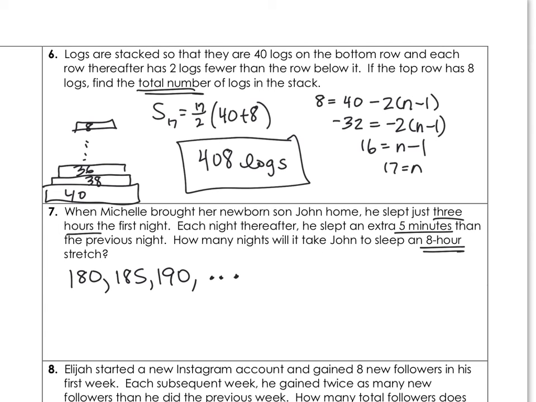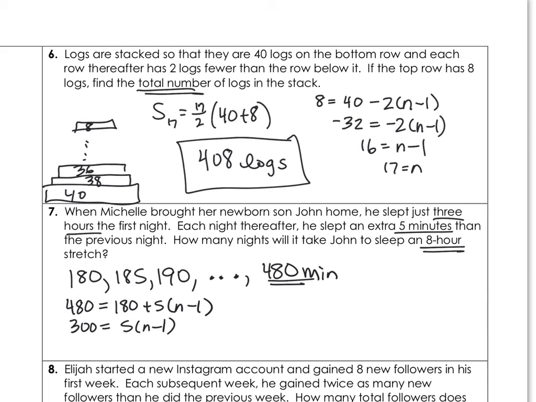8 hours is 8 times 60, so that's 480 minutes. Okay, so we want this long. So let's find out how much that is. So 480 would be equal to 180 plus 5 times n minus 1. So subtract 180, divide by 5, add 1, so 61, n is 61. So 61 nights. That one's not too bad.